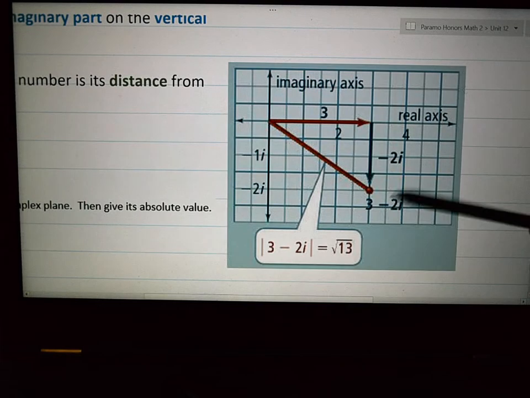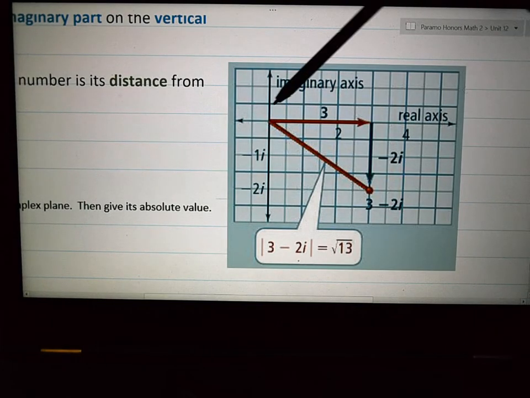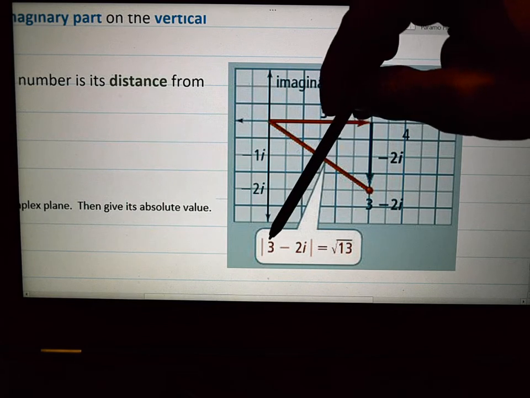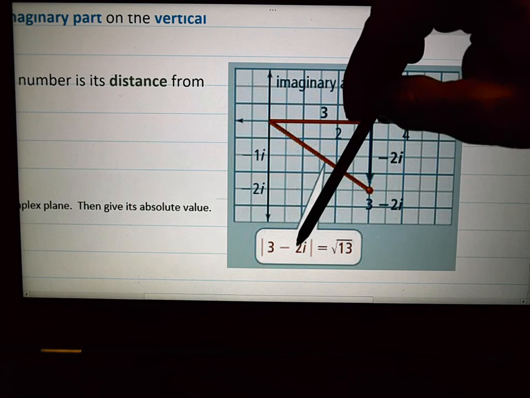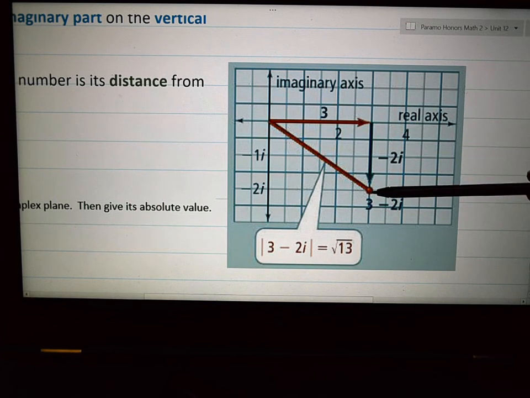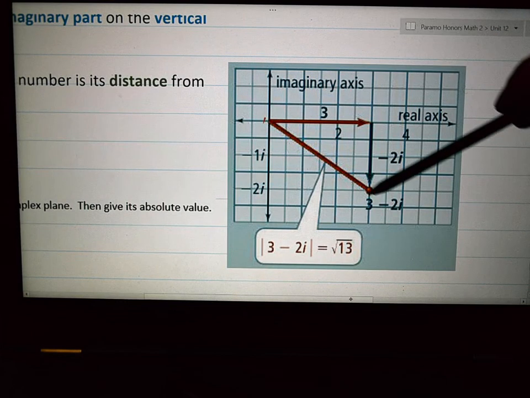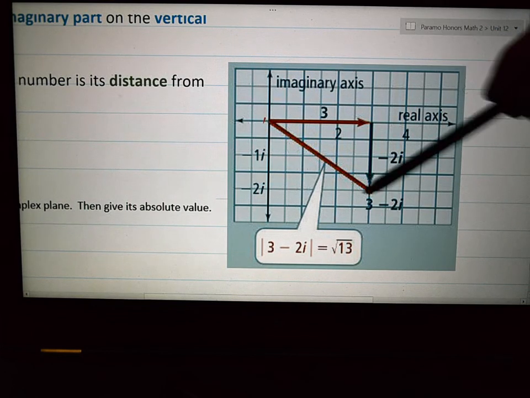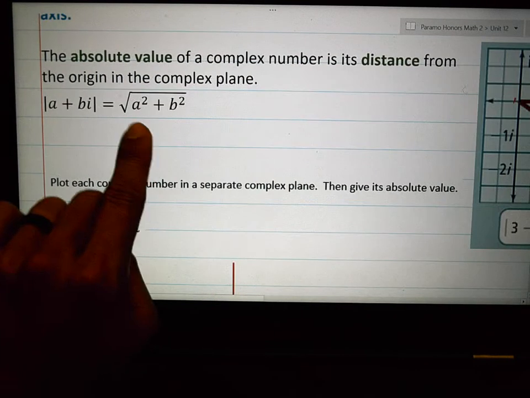So if you were to try to graph 3 minus 2i, the way you would do that is very simple. This is your real component. You would go 3 units to the right. This is your imaginary component. You would go 2i units down, or just 2 units down. And this dot right here is 3 minus 2i. To figure out what the absolute value is, you would find this distance that goes from here to there by using the Pythagorean theorem. That's all you have to do.